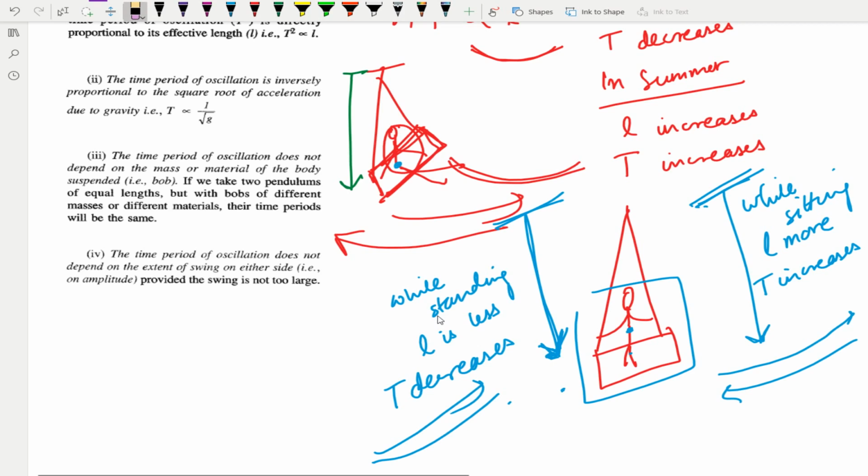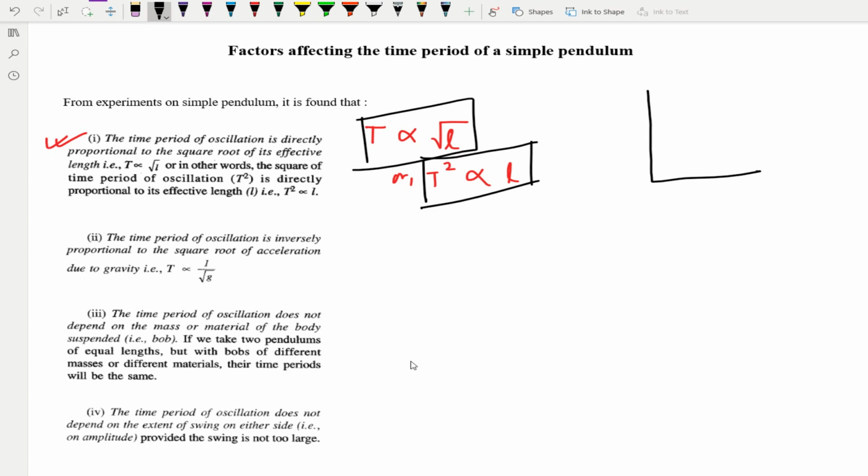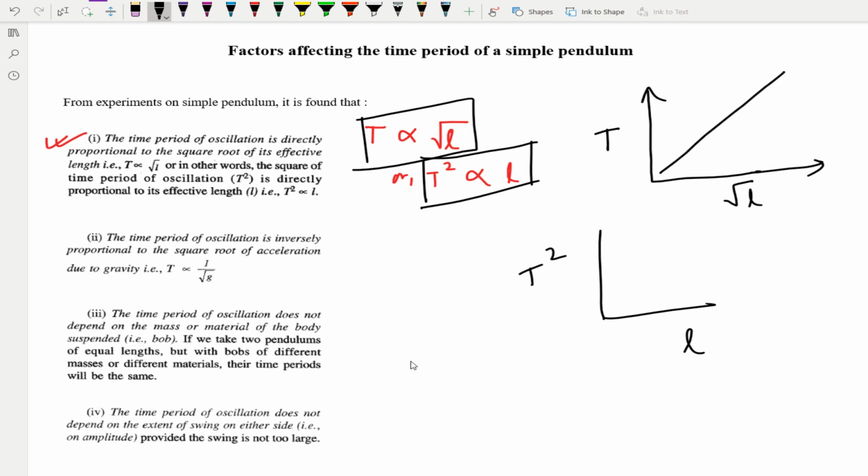Let me erase these things. Now, since we know that T square is proportional to L, or T is proportional to root of L, if we are asked to plot a graph between them, this is how the graph will look. If T is plotted on the y-axis and root of L on the x-axis, since it is directly proportional, it will be a straight line like this. Also, if you are asked to plot a graph of T square versus L, since again it is directly proportional, you will have to draw it like this. Understood? So remember, if a graph is asked, you directly draw these graphs. Moving on to the other factors.